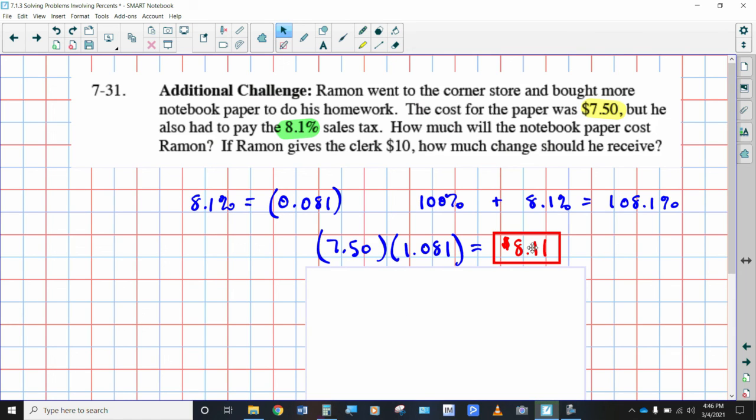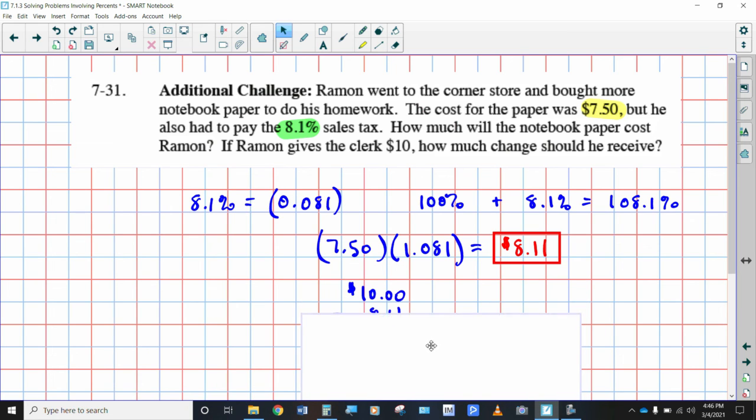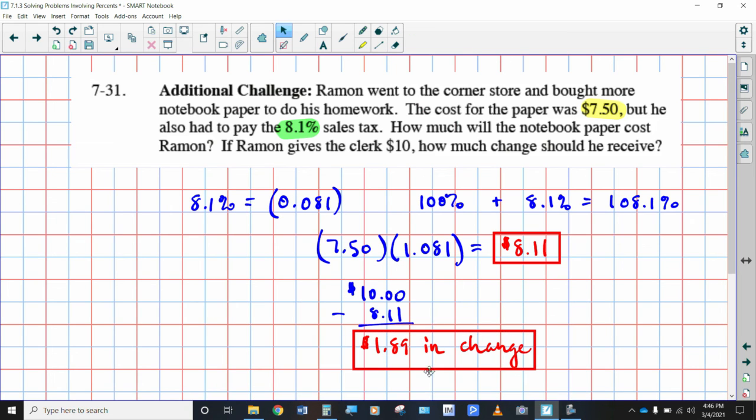Wonderful. That's the new price. That includes sales tax. Now, you hand them a $10 bill. How much money are you getting back? Well, this is just a simple subtraction. There's no trick to that. Just take $8.11, subtract it from 10, you get your change of $1.89.